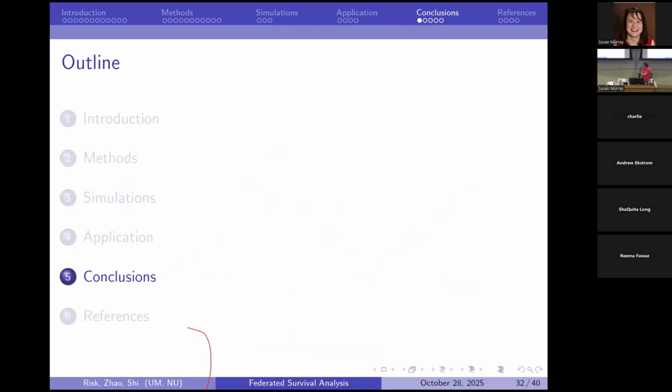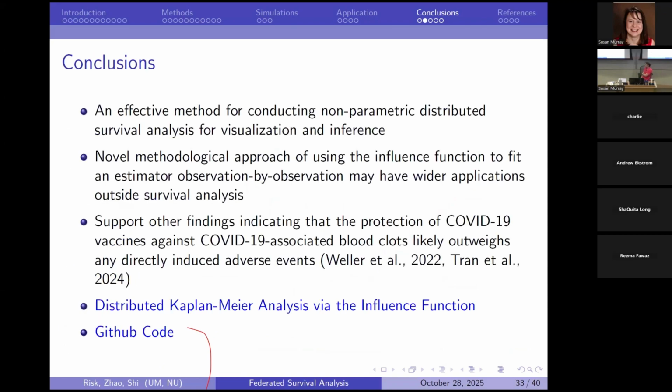So I'm going to go to conclusions here. I had a little more that I was going to talk about, but I think I prefer to keep it relatively short and leave lots of time for questions. But if you're curious about how this connects to pseudo observations, feel free to ask me about that.